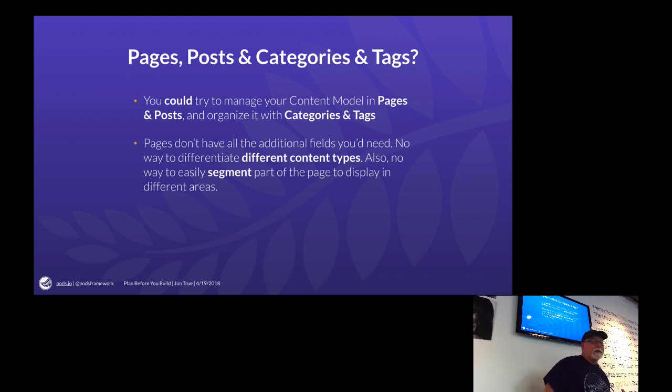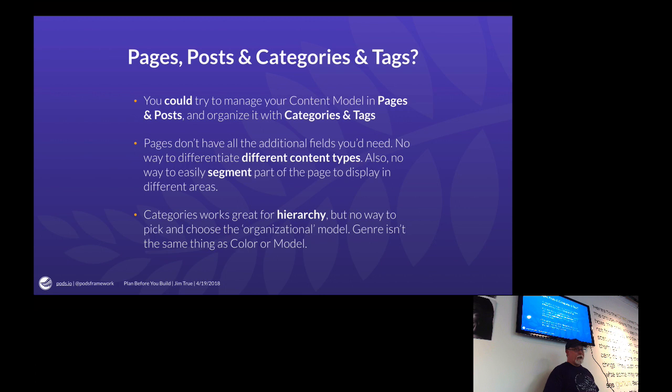Pages don't have all the additional fields you'd need. There's no way to differentiate on a page the different content types that you're storing on that page. There's also no way to easily segment part of the page to display in different areas on the website. And your categories work great for hierarchy, but there's no way to pick and choose the organizational model. And I hope I don't blow your brains away with the word taxonomy, but it's coming up shortly. I'll try to be nice about it.